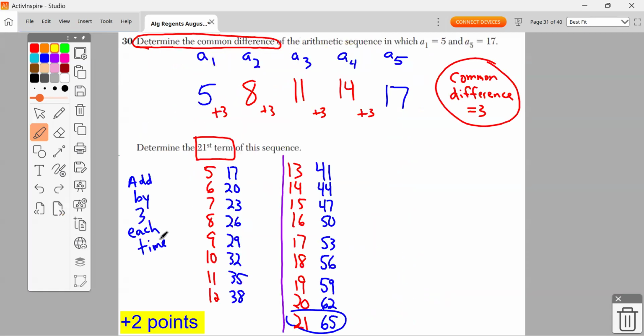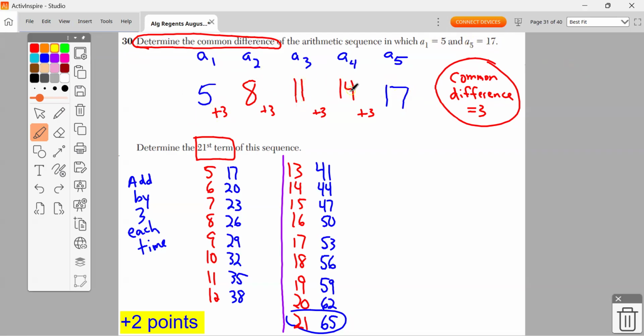In question number 30, determine the common difference. The common difference in an arithmetic sequence is what you're adding or subtracting by each time. They tell you that a sub 1 is 5, so that's your first term, and a sub 5 is 17. So you've got to figure out what you have to add by to get from 5 to 17.